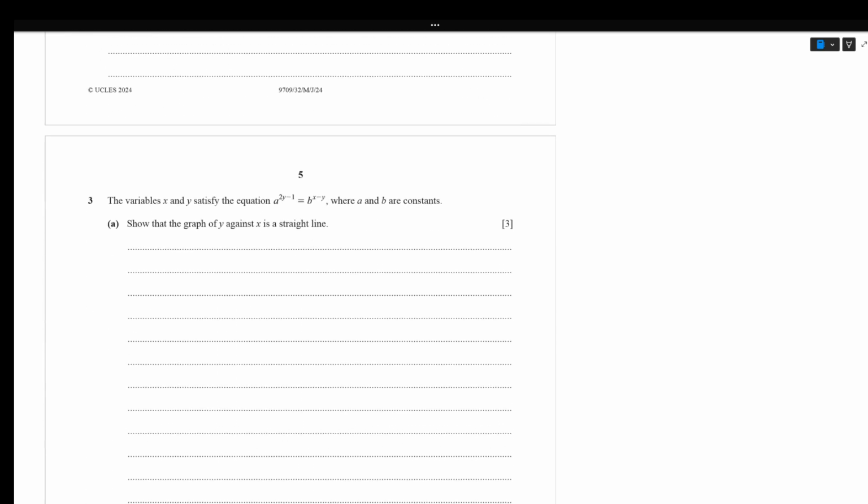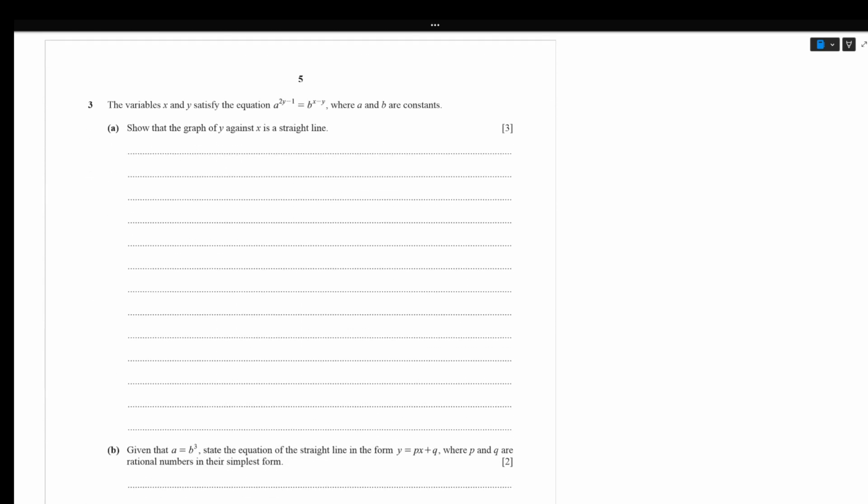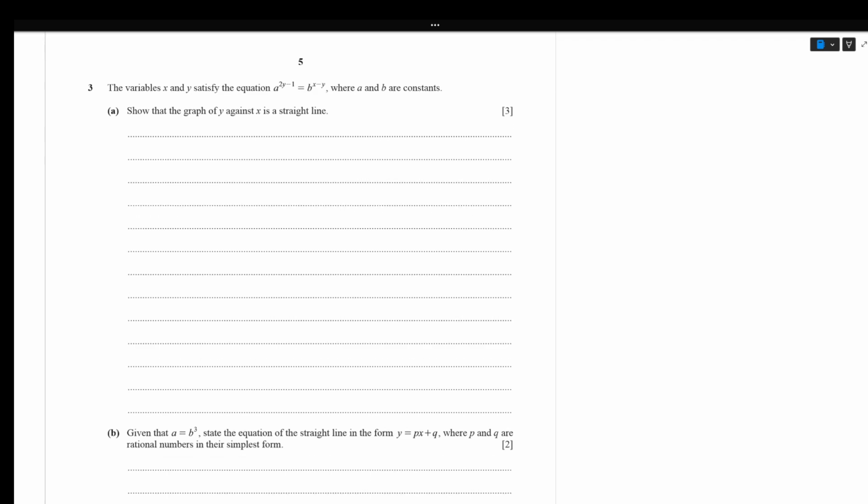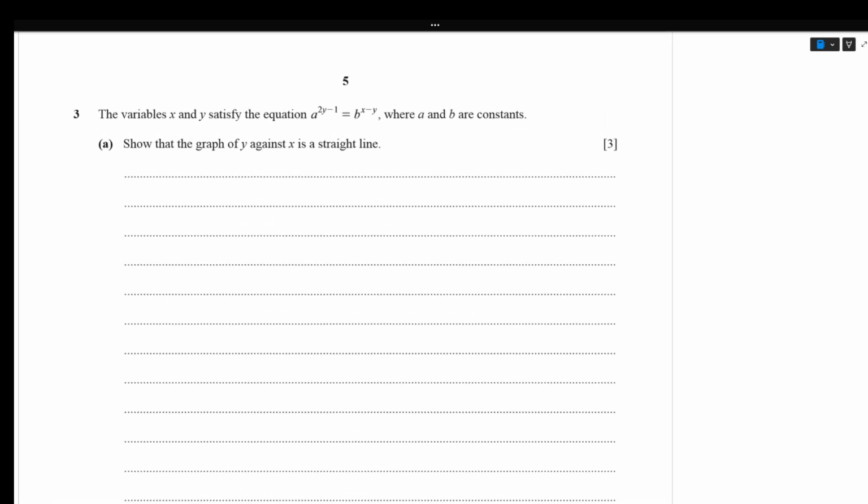Moving on to question 3. The variables satisfy the equation. Show the graph of y against x is a straight line. So starting from a raised to the power 2y minus 1 is equals to b raised to the power x minus y. What we can do is take natural log of both sides.